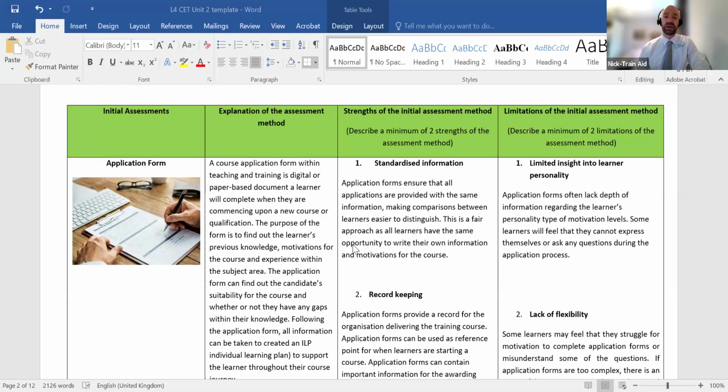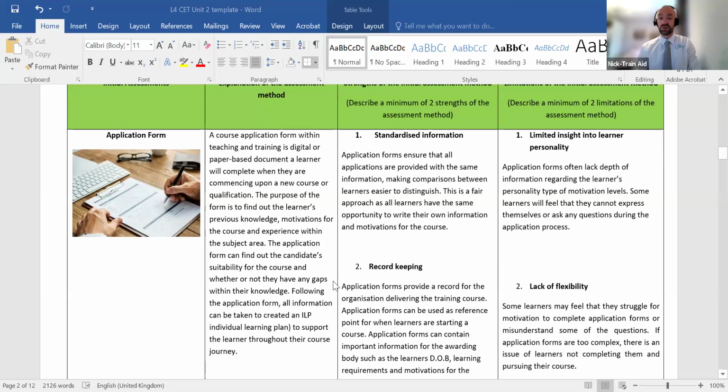So a course application form within teaching and training is digital or paper-based, and is provided to the learner when they're commencing a new course or qualification. The purpose of the form is to find out about the learner's previous knowledge, their motivations for the course, any previous experiences, because what we can do is tailor the learning on the course to make it suitable for the learner as well.